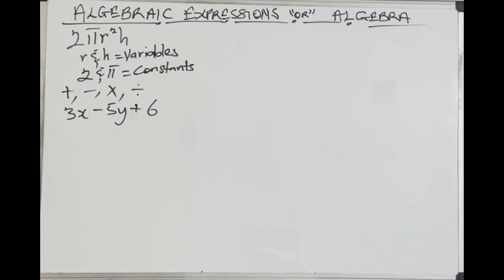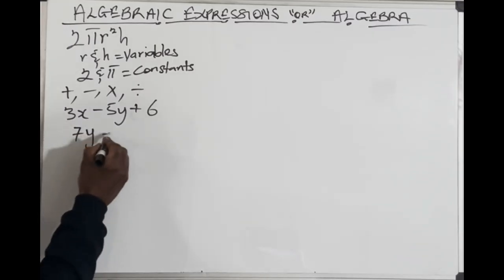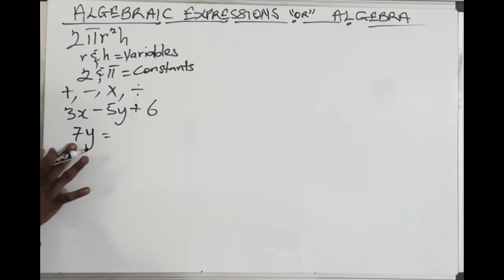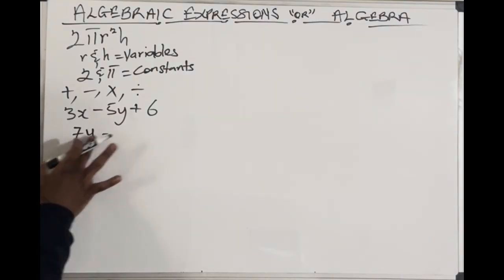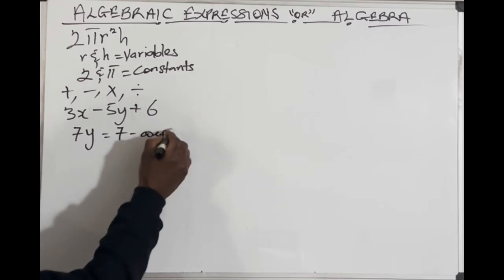All right, so the number placed in front and thus multiplying a letter or group of letters is called the coefficient. So let's say we have 7y. What we are saying is the number placed in front of the letter is what? Coefficient. So 7 is what? The coefficient.